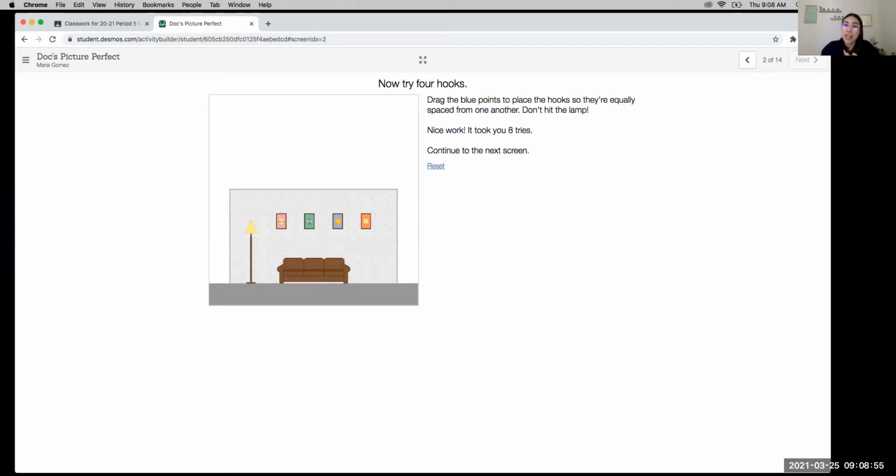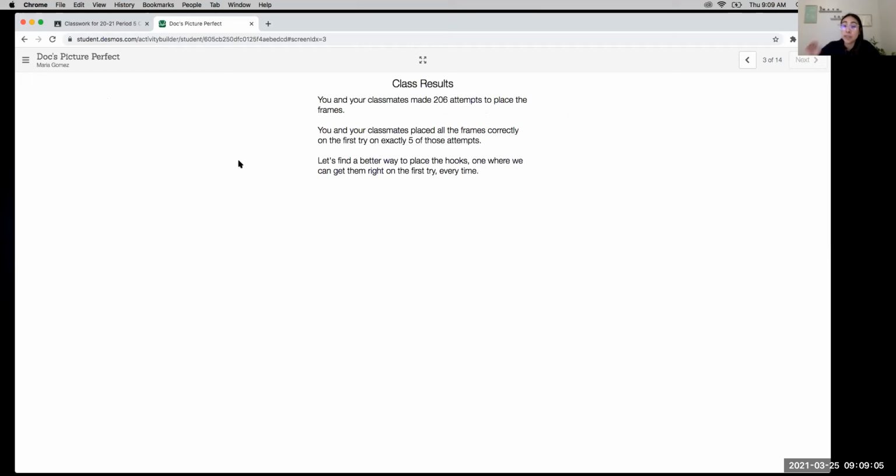All right, I'm going to go ahead and open up the next one. Again, remember, we're going up in levels, so let's take a look. Number 3 here just tells us the number of attempts. It says you and your classmates made 206 attempts to place the frames, and 5 of you placed it on the first try. So those 5 of you, I'm jealous. Good job, you guys.